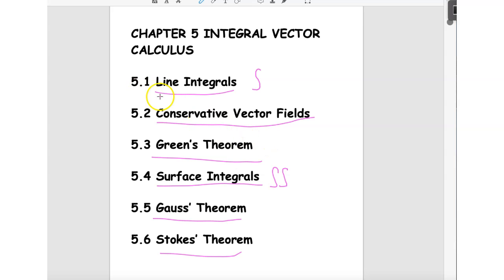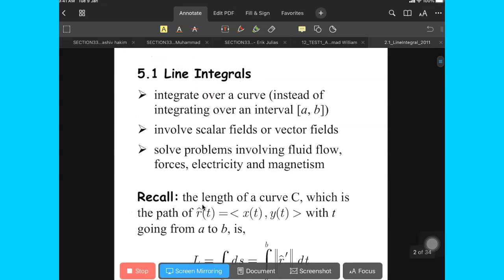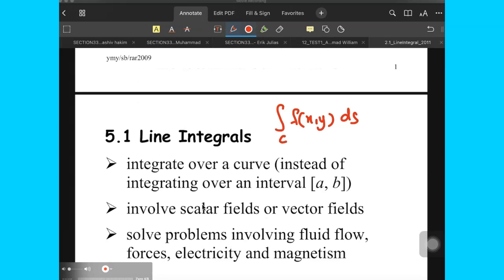Okay, so next we will look at what the line integral is. In general, the line integral is denoted by a single integration with the function as the integrand with respect to ds. In this case, ds is the arc length. So the line integral is actually where we integrate over a curve C.